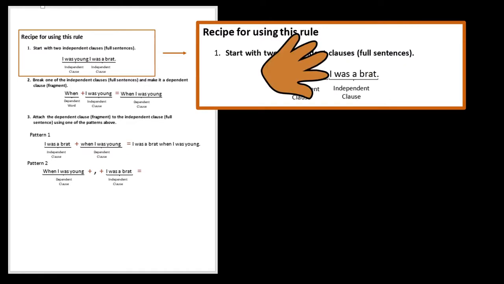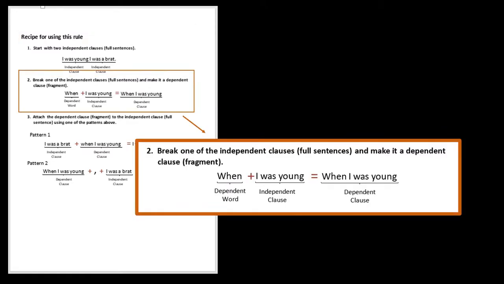So we'll cover up the first part. I was a brat. I, subject, was, verb, makes sense on its own. Works well. So we have two independent clauses. Now that we do, we are going to break one of them. And I'm going to break that first one, the I was young. And I'm going to break it by adding that dependent word onto the front, when. So when plus the full sentence, I was young, equals when I was young, which is now a fragment. So now that I've broken it, I can hook it onto the full sentence differently.